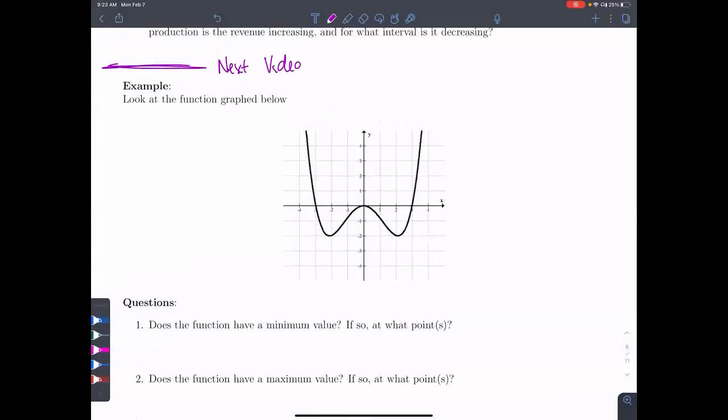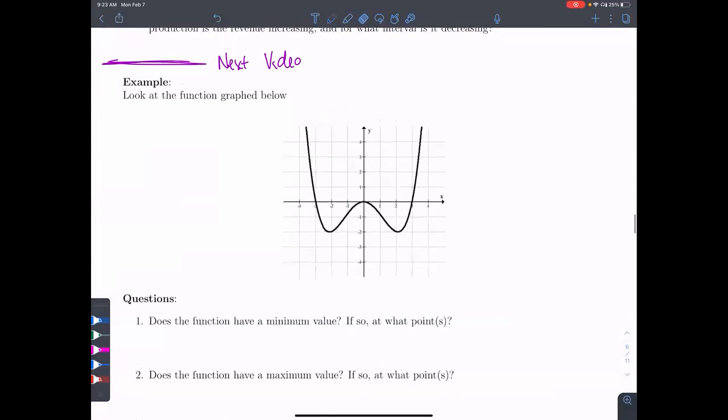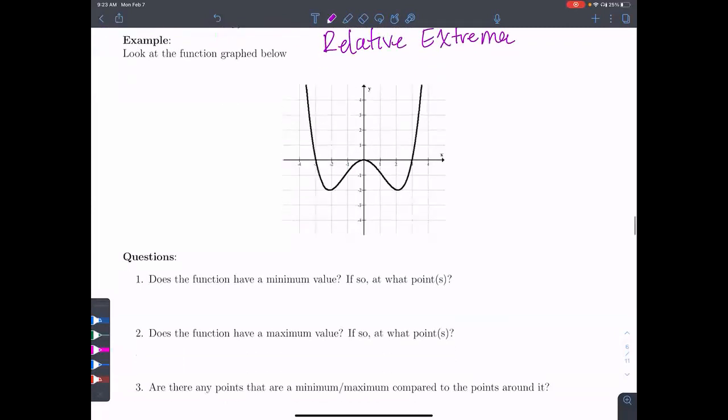Okay, so in this video, we're going to finish 3.4. We are going to talk about maxes and mins now, relative extrema. So to get started, we're looking at that same graph that we started 2.4 with. And the question now, instead of talking about increasing and decreasing, we're looking at minimum and maximum values. So does this function have a minimum value? If so, at what point?